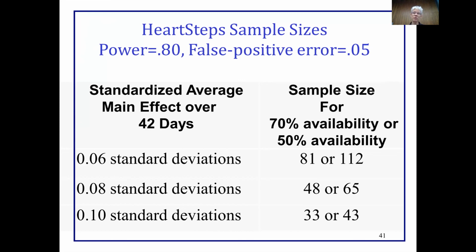Now, you do have to specify how often you think people will be available. So you see the two sample sizes, the number of participants, for 70% or 50% availability. Of course, the less people are available, the more people you need. You can see those numbers here. In HeartSteps, the actual study, we recruited 40 people. And it turns out in the actual study, we had around 80% availability. So we were being very conservative here.